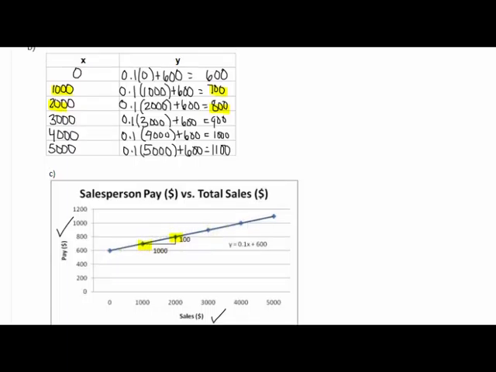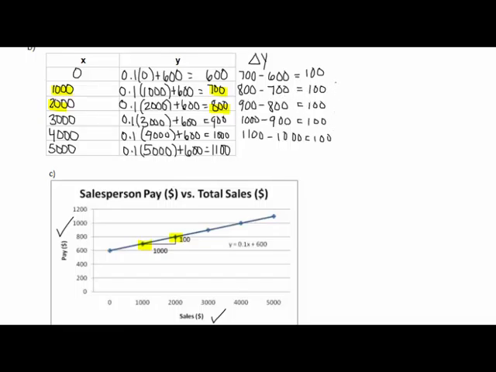So part D says calculate the slope using the table of values. Remember our slope is delta y over delta x. So from this chart, we need to figure out what our delta y and our delta x are. Let's create a new column. Our difference in y's, we need to calculate those first. So 700 minus 600 is equal to 100. 800 minus 700 is also equal to 100, and we'll do this for the rest of the first differences.